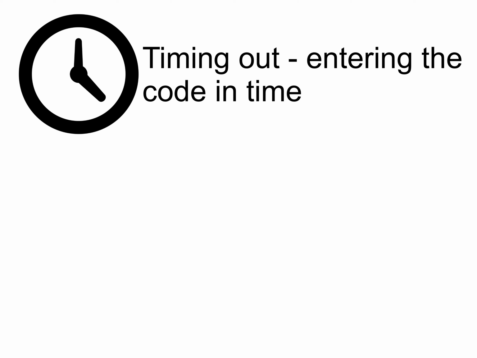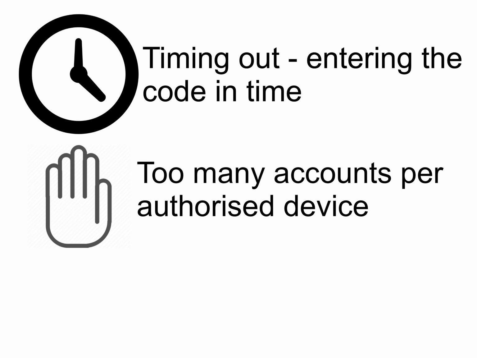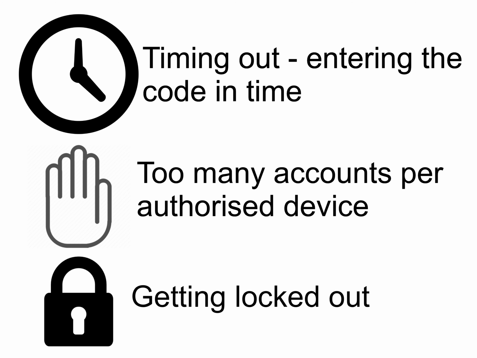Timing out can be a problem. You generally only get 30 minutes to enter a code. You could have too many authorized devices, only 10 accounts per phone work. Or you could get locked out if you try too many times, or if you lose the device that you're working with. Very often people will change their mobiles, but forget to change the details on their device and account.